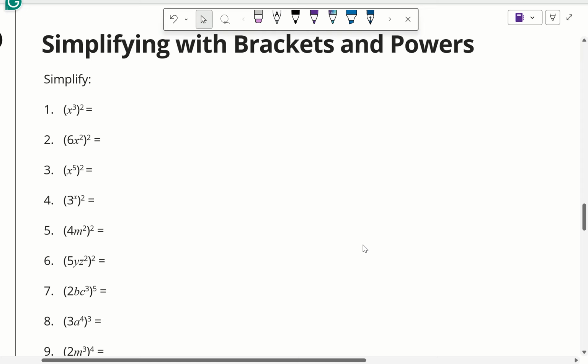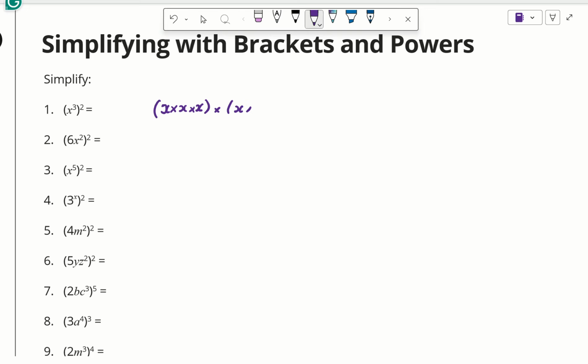Now let's look at brackets, and it's a little bit different. If I have x cubed, that's x to the power of 3, which is x times x times x. I'll put it in brackets. If I square that, notice that we're multiplying it by itself. How many x's do I have? 1, 2, 3, 4, 5, 6. So in brackets, we multiply the powers.